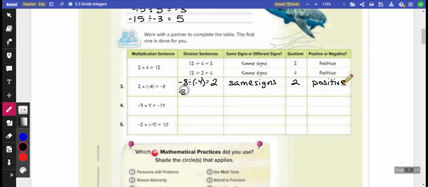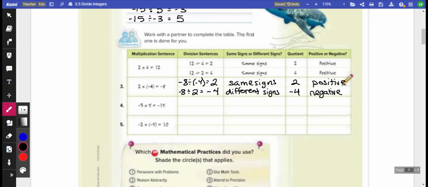If I do negative 8 divided by 2, well, 8 divided by 2 is 4. A negative divided by a positive is a negative. Those have different signs. And because they have different signs, that means that the answer is going to be a negative. The quotient of negative 8 divided by 2 is negative 4.